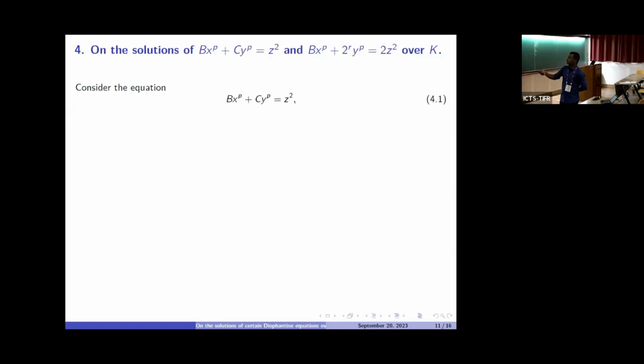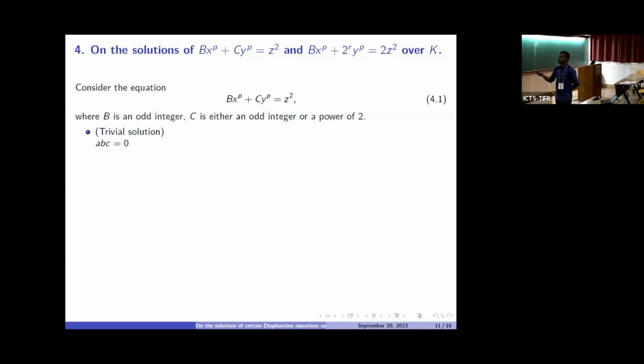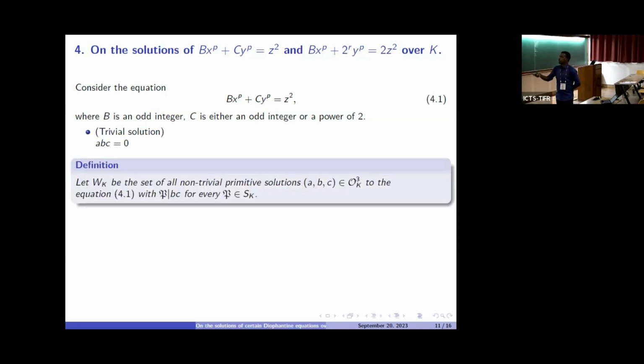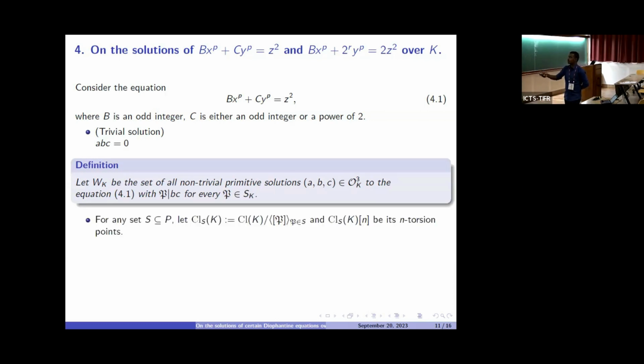So we consider this equation. Here we always assume B is an odd integer and C is either an odd integer or a power of 2. Then we define trivial solutions as those solutions with ABC equal to 0, and we define a particular type of solution, that is WK. Here WK is the set of all solutions with prime P dividing BC, for every prime P belonging to SK. Now for any set A subset of P, let CL S of K denote this set, and CL S of K of N is the n torsion points of this.